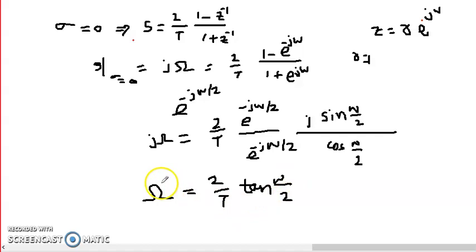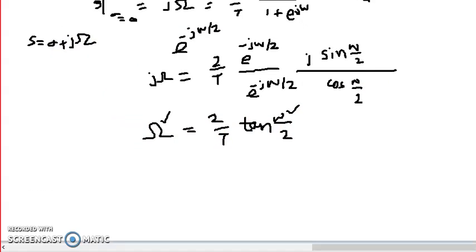What is this capital omega? This omega is analog frequency, and what is this small omega? This omega is digital frequency. Because here we have taken S to be equal to sigma plus j omega, where capital omega is analog frequency. So this is the relationship between analog frequency and the digital frequency. So when omega is greater than 0, that means this omega will be in between 0 to pi.